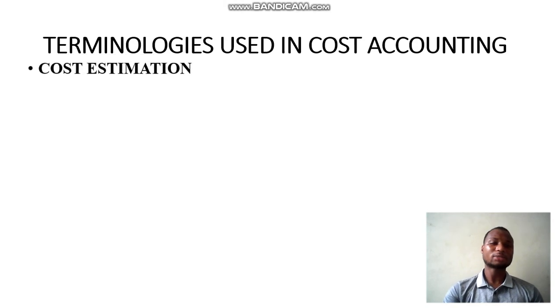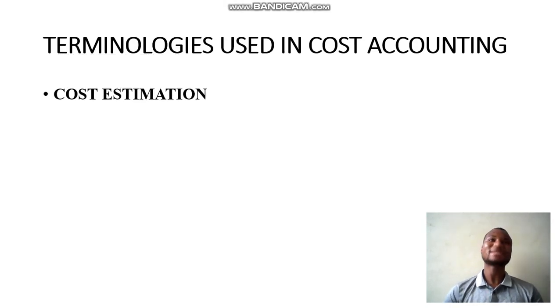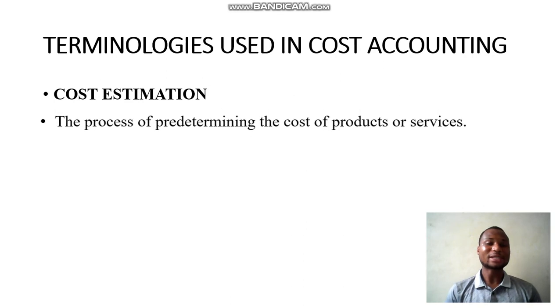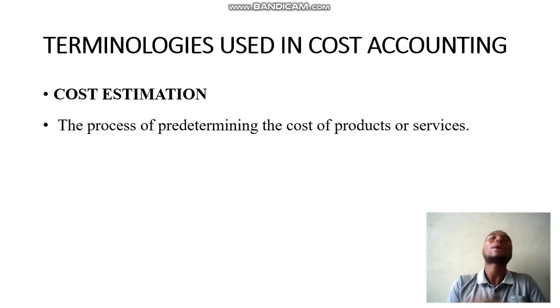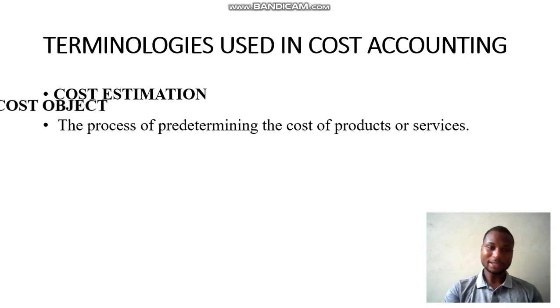Then let's take a look at the next terminology, which is cost estimation. To estimate means to predict, to preempt, to make an assumption. In simple terms, cost estimation is the process of predetermining the cost of a product or service. So when you begin to predict the future cost of a product, you preempt and predetermine the cost of a product or a service, you are doing what we call cost estimation. Are you with me? Let's take a look at the next one.